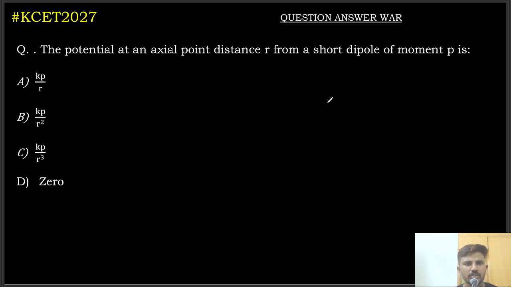Next, the potential at an axial point at a distance r from the short dipole of dipole moment P is, axial point again. So V is equal to K P cos theta divided by r square. For an axial point, cos theta value will be 1. So Kp by r square. So which option is correct? Option B.